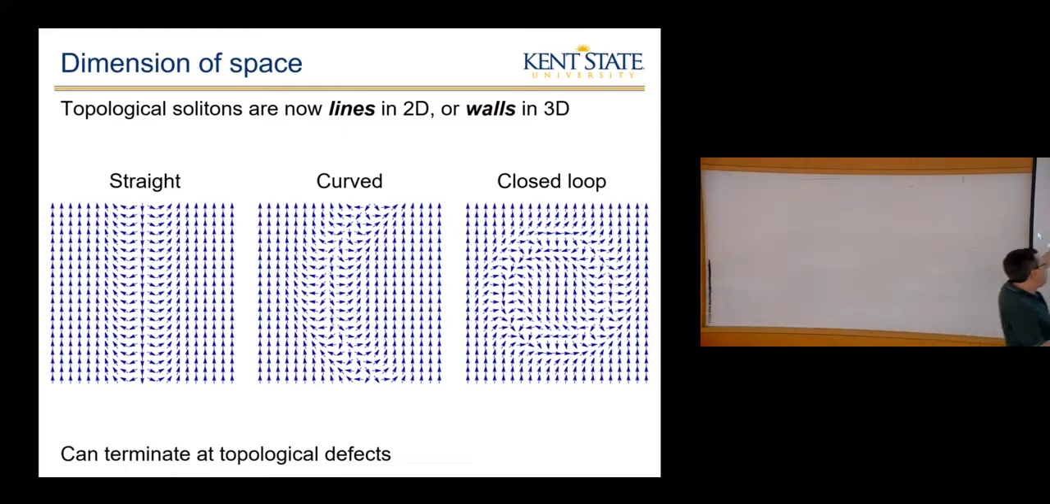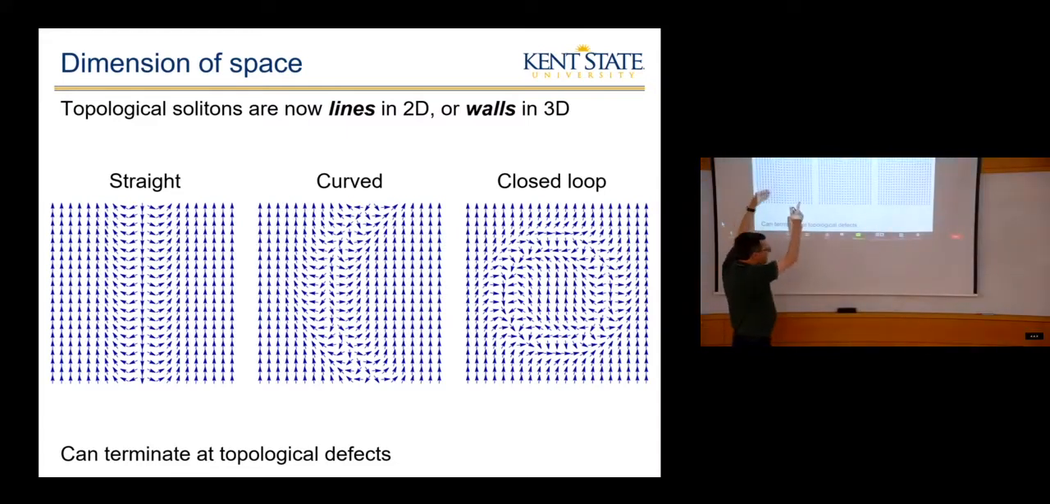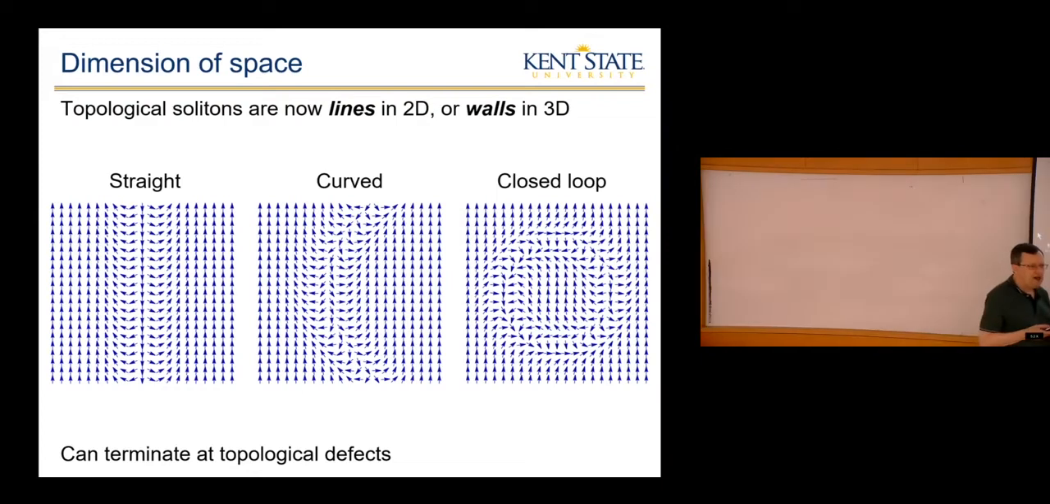Can you have multiple walls that intersect in some way? Yes, I'm sure you can. I haven't really thought through how that works, but yes, I'm sure that is possible.